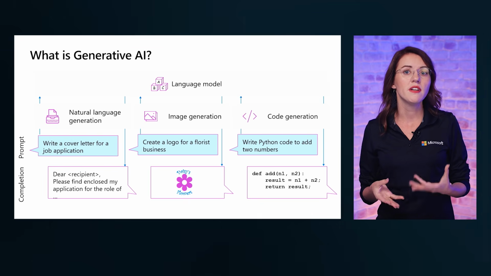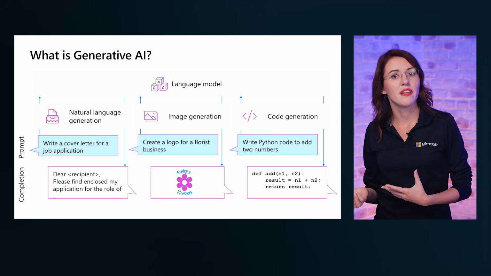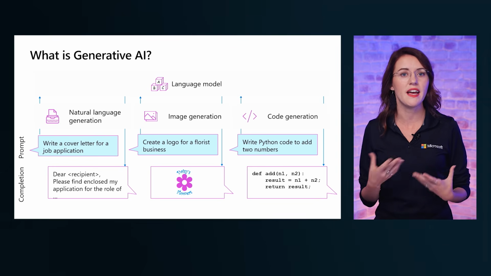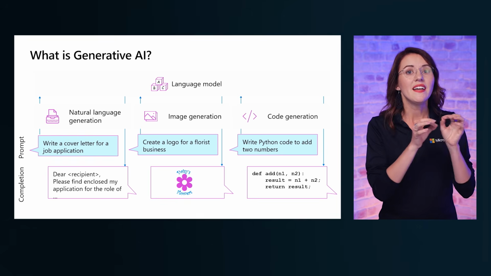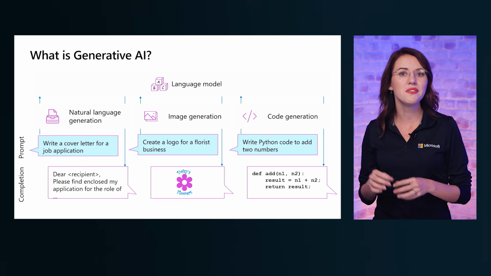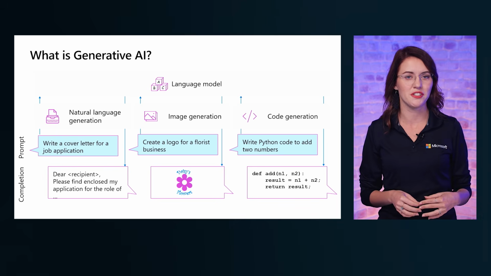In image generation, you could say, "Create an image of an elephant eating a burger," or "Design a logo for a florist business," and so on. The AI interprets your words and produces a unique image that matches your vision.